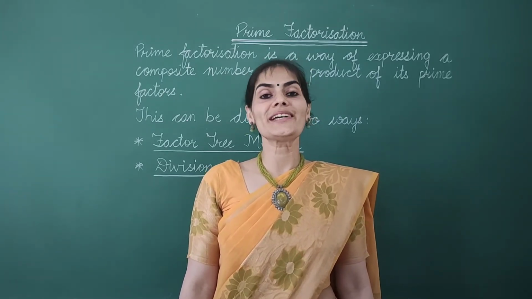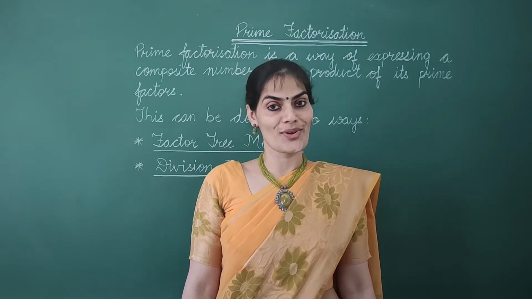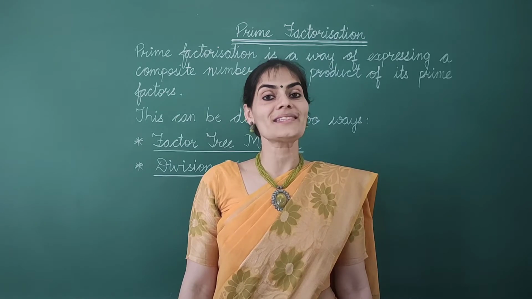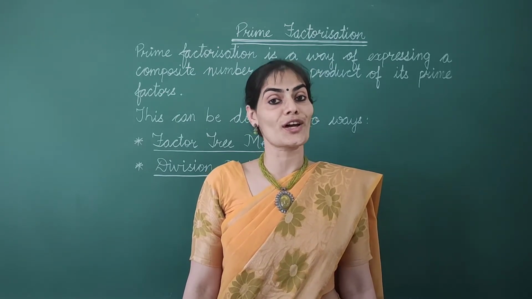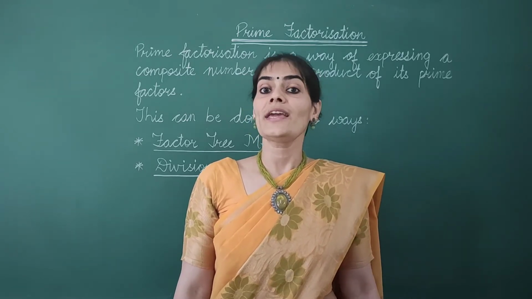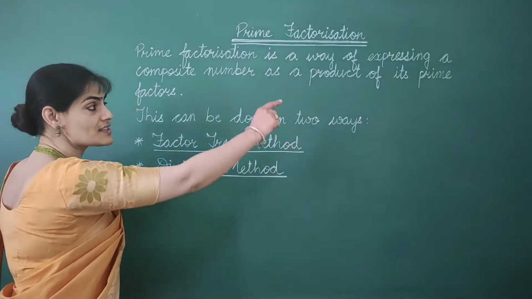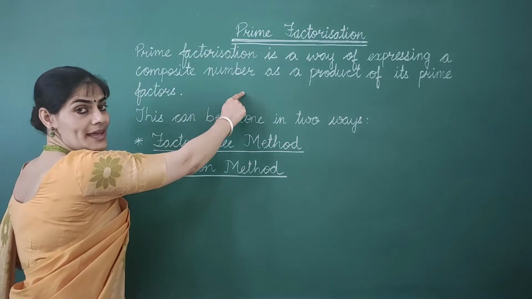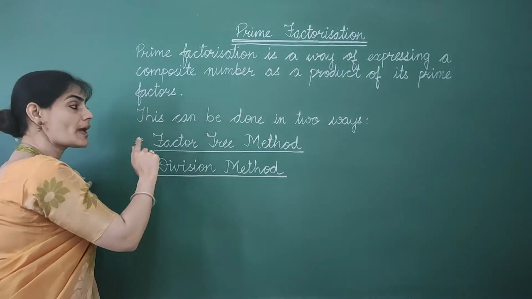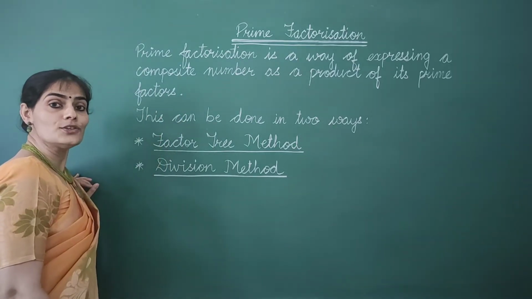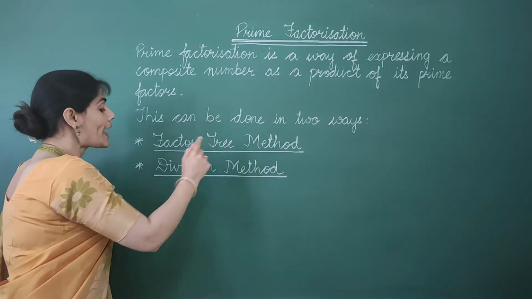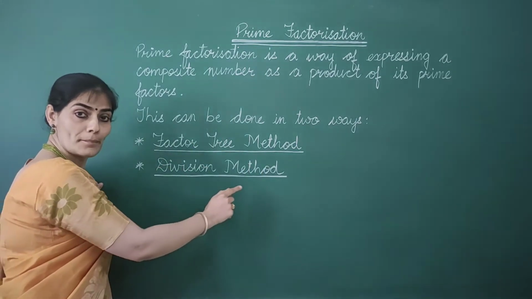Today we are going to learn about the topic prime factorization. As you all are aware, all composite numbers can be expressed as the product of their prime factors. So prime factorization is a method of expressing a composite number as a product of its prime factors. And prime factorization can be done in two ways. The first one is the factor tree method and the second one is the division method.